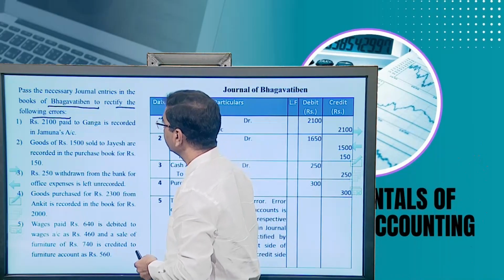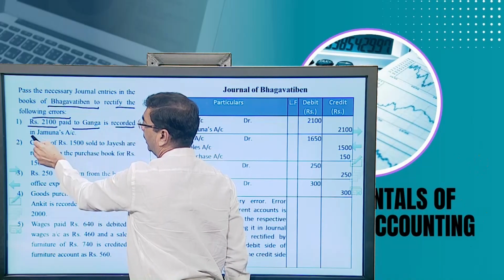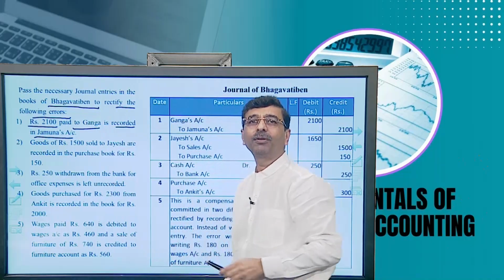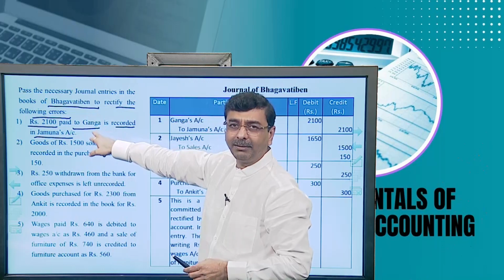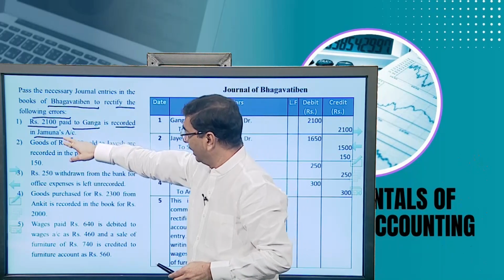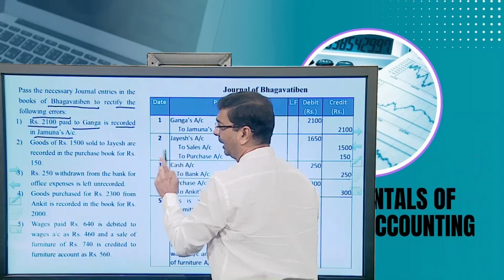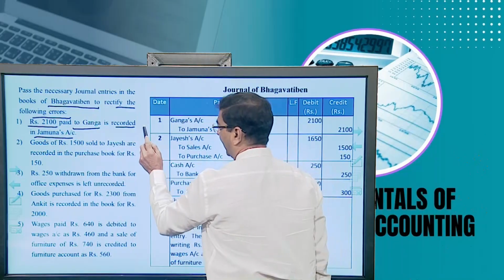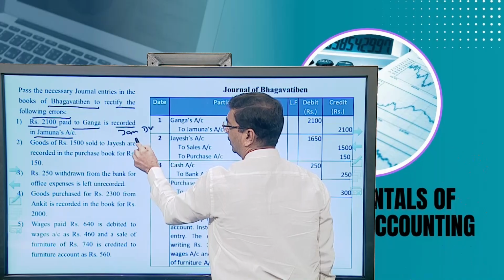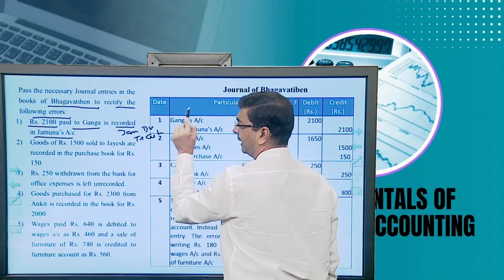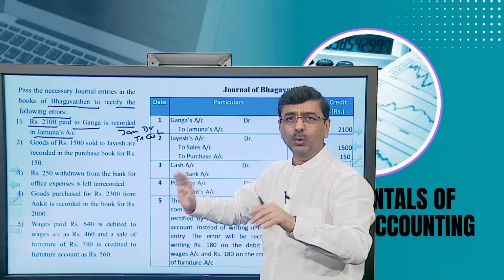Start with the first. Rupees 2100 paid to Ganga is recorded in Jamna's account. So this is an error of account, correct? Wrongly recorded in accounts. To whom did we pay it? It is paid to Ganga, but it is recorded in Jamna's account. So what do we have to do? We actually paid to Ganga, but recorded in Jamna. So what did we record? Jamna's account debit to cash account, correct?